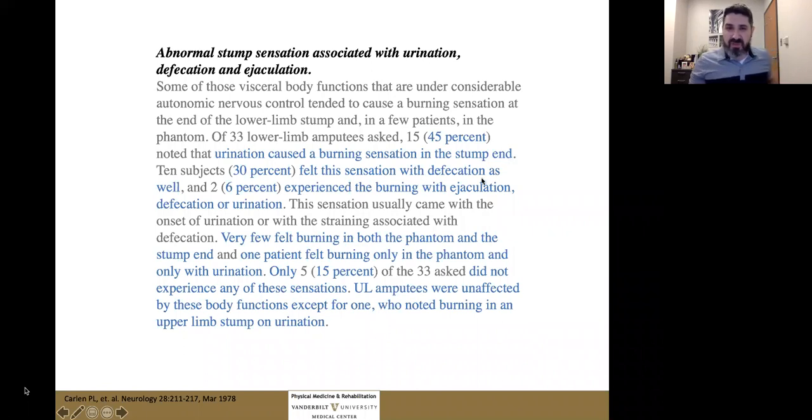30% felt the sensation with defecation as well. 6% experienced the burning with ejaculation, defecation, or urination. So pelvic organ stimulation, activation, basically riling up residual limb pain and even phantom pain. So very few felt burning in both the phantom and the stump end.